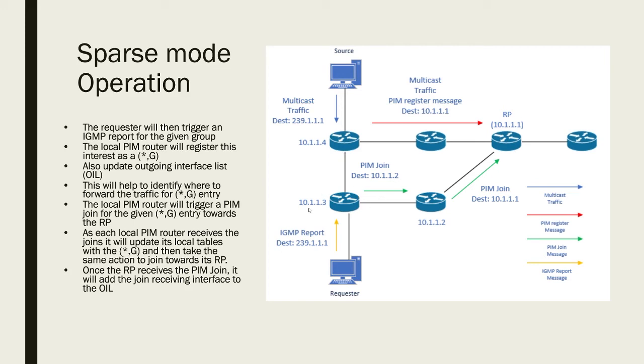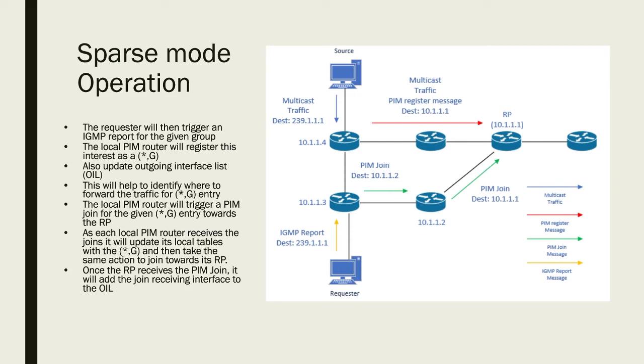So what it's going to say is, okay, I don't know the source, so I'm going to go towards the rendezvous point. The rendezvous point should have this multicast traffic, and if it doesn't, well, I can register my interest there. And when there is multicast traffic, I can then receive that multicast traffic. The rendezvous point knows I'm interested, so it then starts forwarding at me.